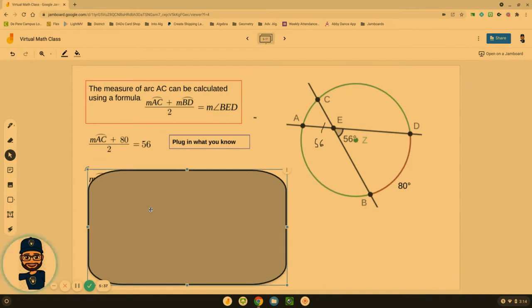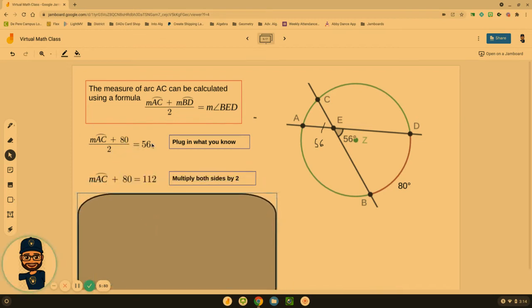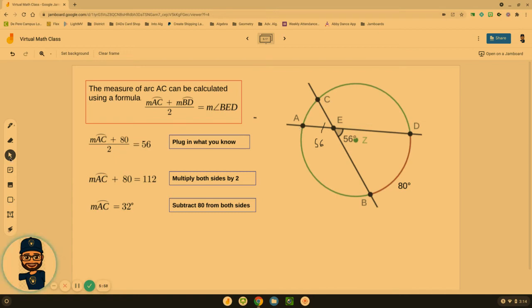Okay, so what we basically do is we plug in what we know. I know the angle of BED is 56, and I know arc BD is 80. So we plug that in, and then we solve. Multiply 2 to both sides, so that the measure of AC plus 80 has to be 112, and then we know that the measure of AC would have to have been 32. And you can check that, right? Add the arcs, 32 plus 80, that's 112, divided by 2 gives you 56, which is the intercepting arc.